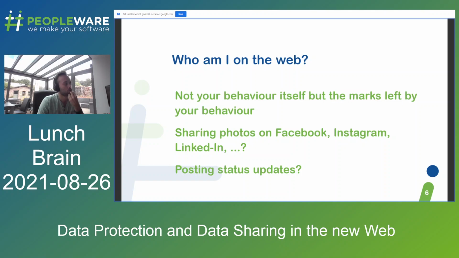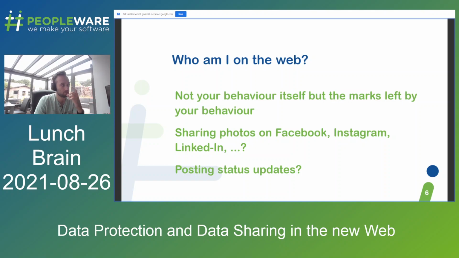First of all, let's think about how I am on the web. Not what I post on the web, but how it will end up on the web. So not your actual behavior, but the marks left by your behavior, which means sharing photos on Facebook, Instagram, posting stuff on LinkedIn even, status updates like tweets or things like that. They define who we are, but also the data that is left behind defines who we are. And even though it's just data, with smart machine learning, companies like Facebook might even know us better than we think we are.